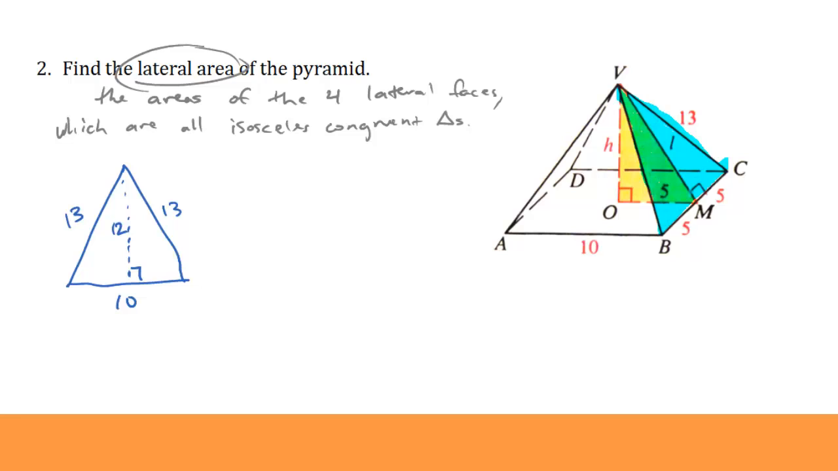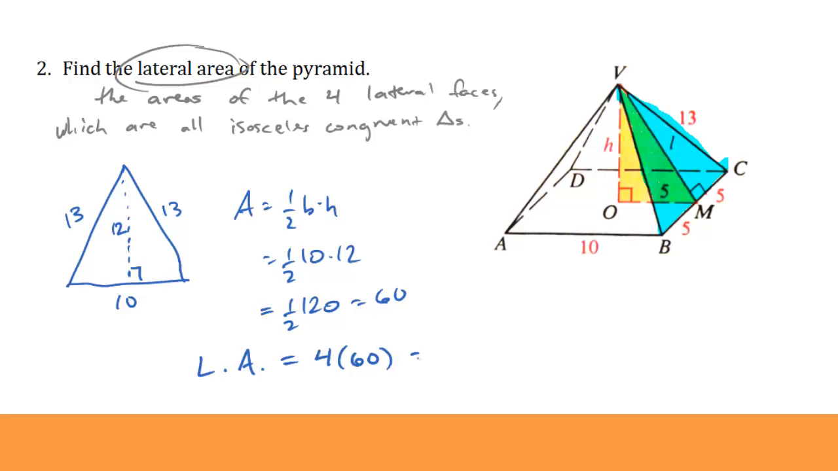So how do we find the area of a triangle? Well, it's 1/2 the base times the height. It's 1/2 of 10 times 12. So that means it's 1/2 of 120, which is 60. Now that's one face. There are 4. So the lateral area, LA, is going to be 4 times 60, which is 240.